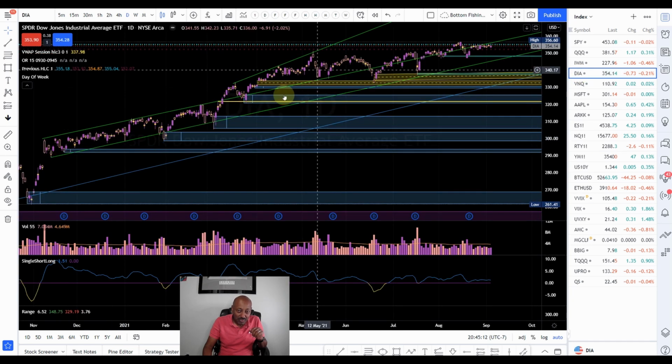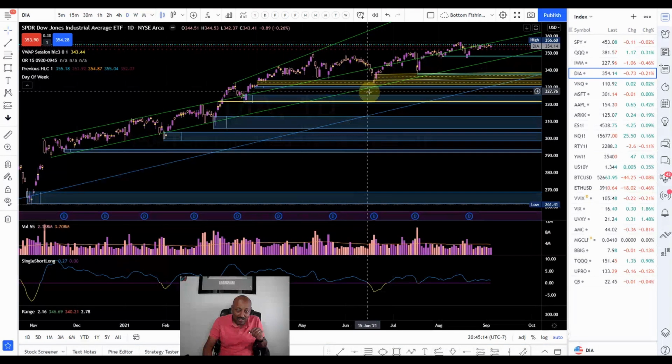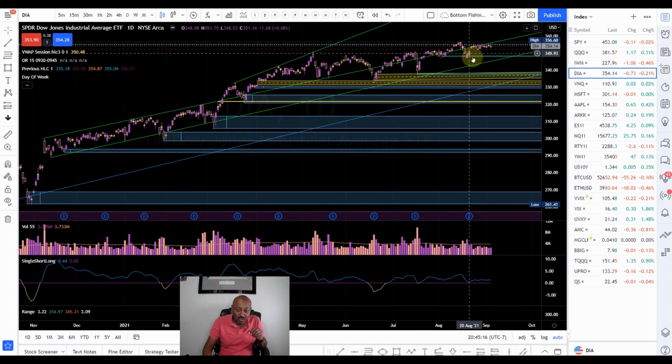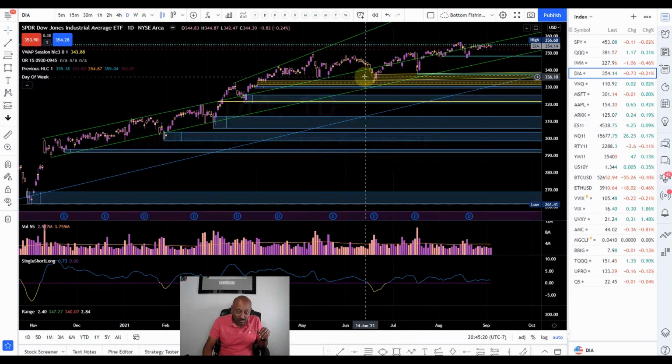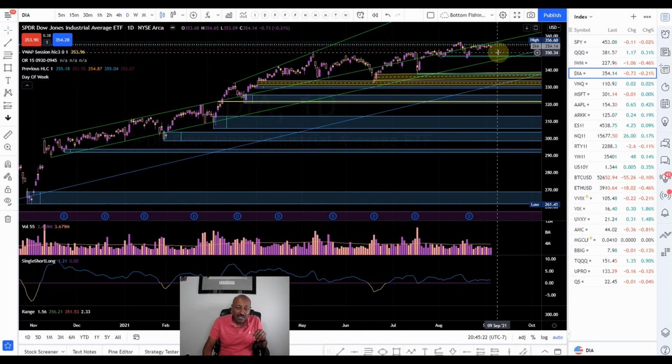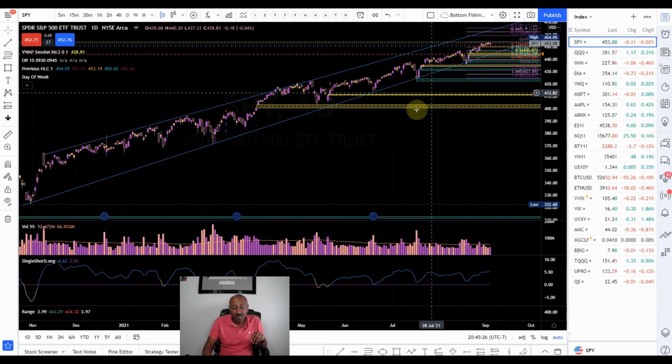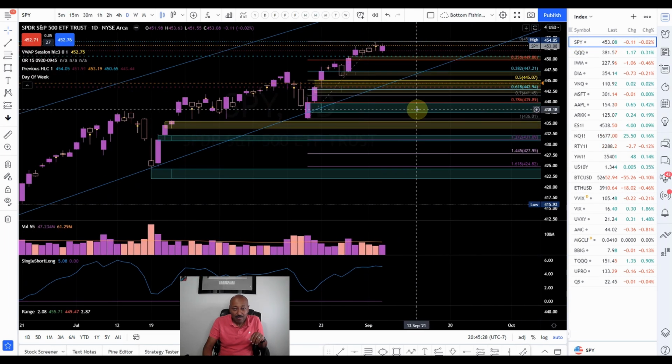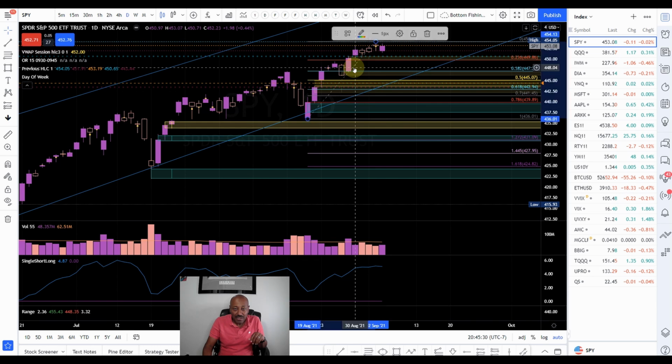It's an uptrend, but it's an uptrend that is looking like it wants to consolidate more than it wants to go up. So deeper pullbacks. So I prefer the SPYs. So this is what I'm looking at, and this is how I'm preparing for my day ahead.